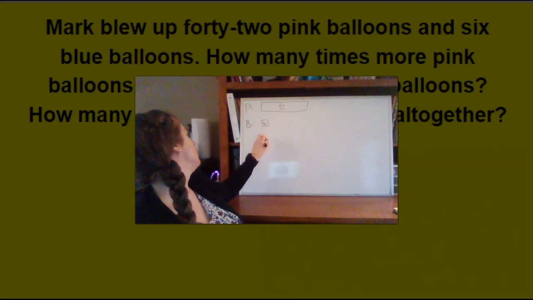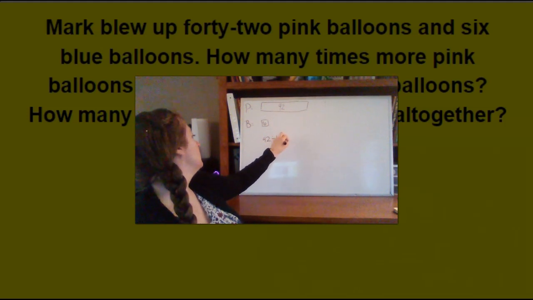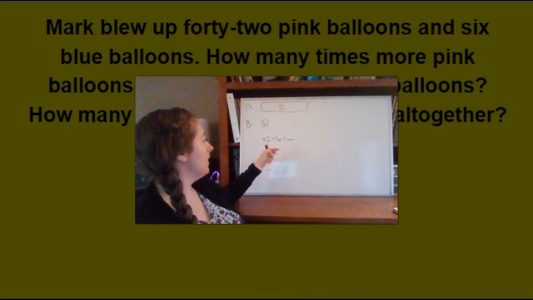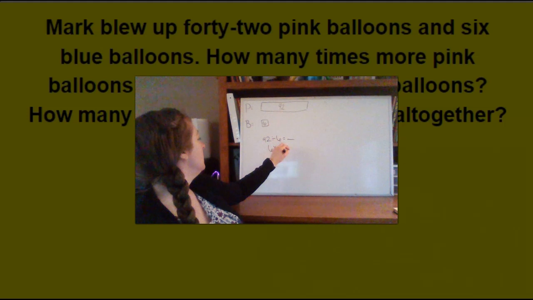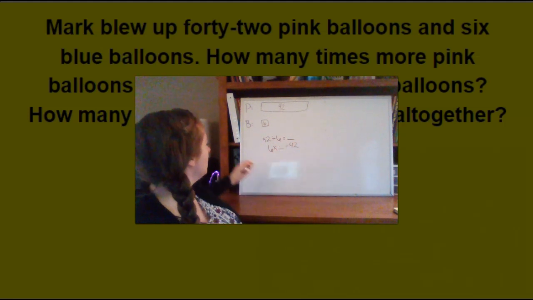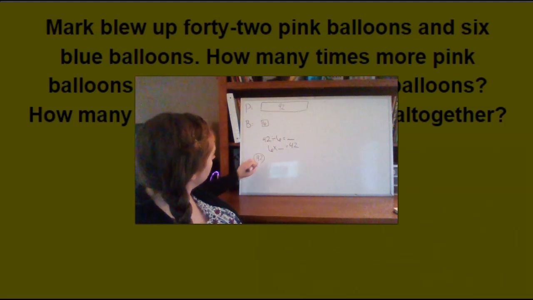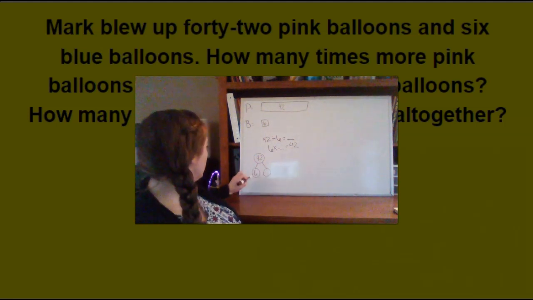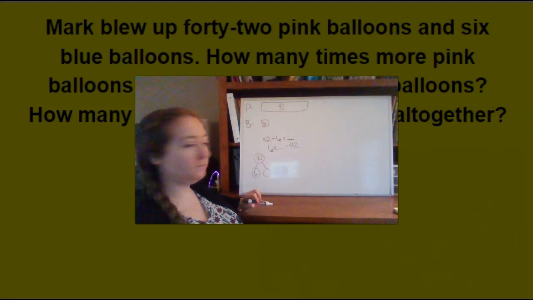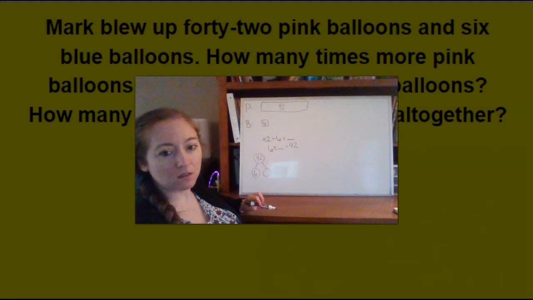Okay, so this becomes 42 divided by 6 equals some number. And again, you can turn this around, and it can be 6 times what equals 42. So if I use my number bond, it becomes 42. I have my two factors. Okay, I have 6 and I have some number. What times 6 will give me 42?